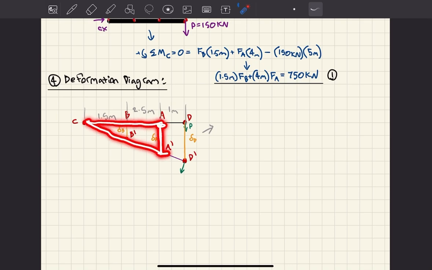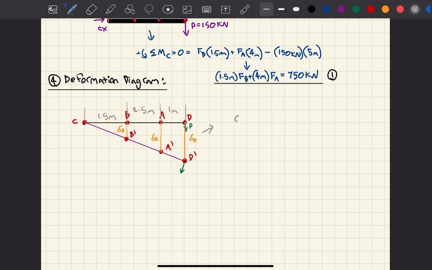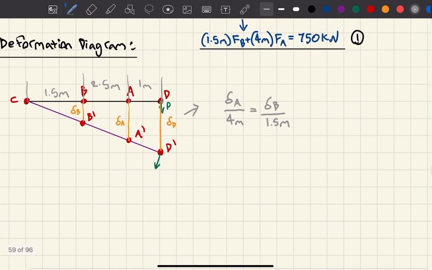The deformation of A, and from here to here is 4 meters. Right? So let me write that down. The deformation of A divided by 4 meters is equal to, this is the concept of similar triangles, the deformation of B divided by 1.5 meters. Beautiful stuff. Okay. Now I have a formula which I can derive all my fun from.